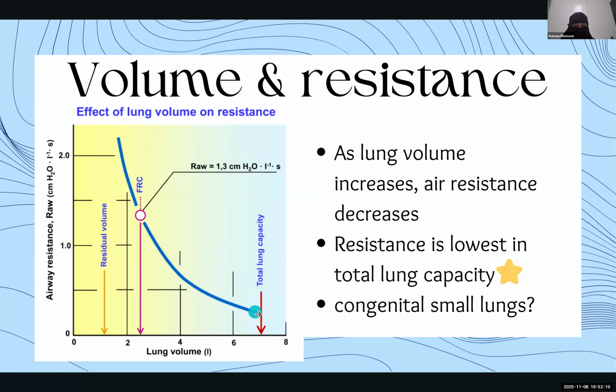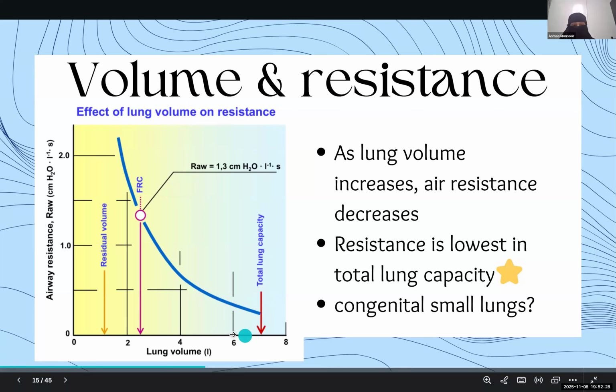What happens to the resistance? It will decrease. So the least amount of resistance on the basis of volumes is going to be at the total lung capacity. The total lung capacity is the volume at which the resistance to air is the lowest. Why? Because the lung volume is high. Do you know what total lung capacity is? It is the amount of air I have inside after a full forced inhalation. At this time, the resistance to air is the lowest. Did you guys get it? All good.